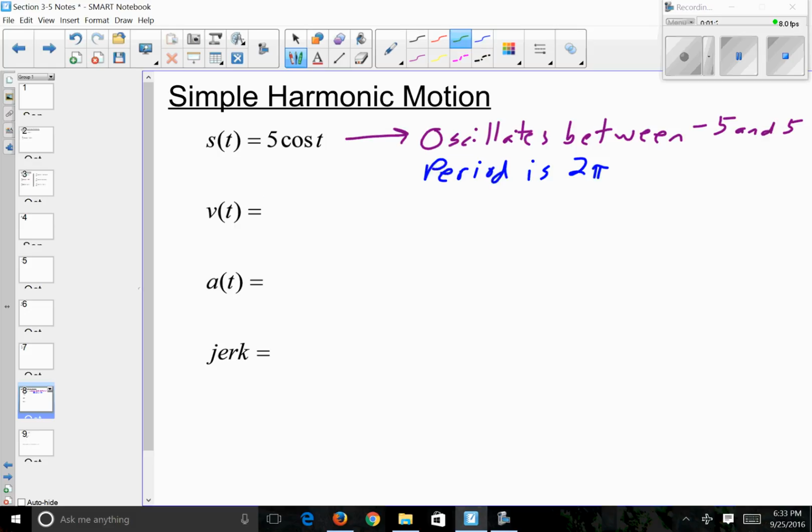So if we find the velocity, well, that's still the derivative of displacement, so that would be -5 sine of t. What this tells us is that we will be stopped whenever this is 0. Well, sine of t is 0 when t is equal to k times pi, and k is an integer.